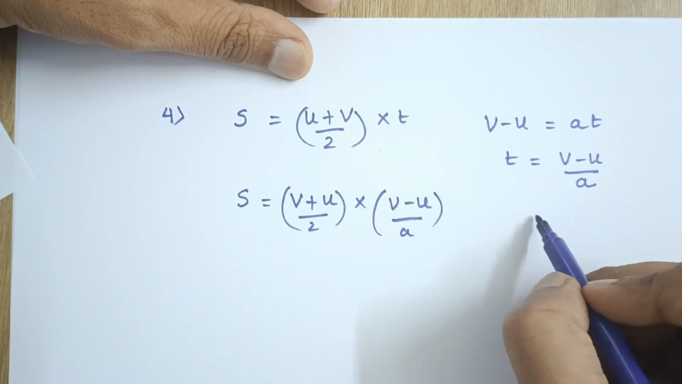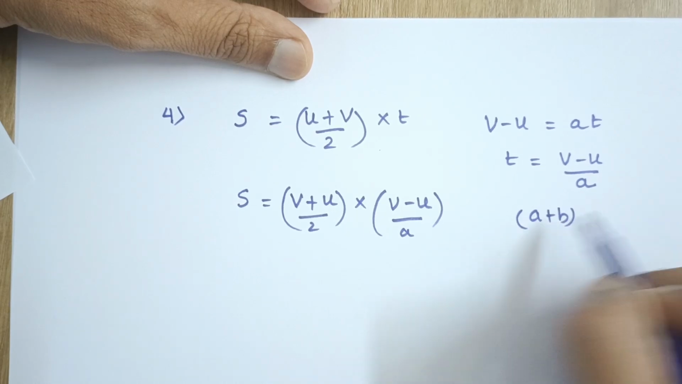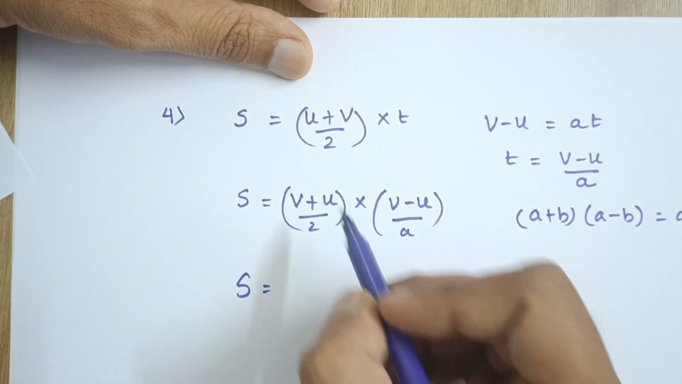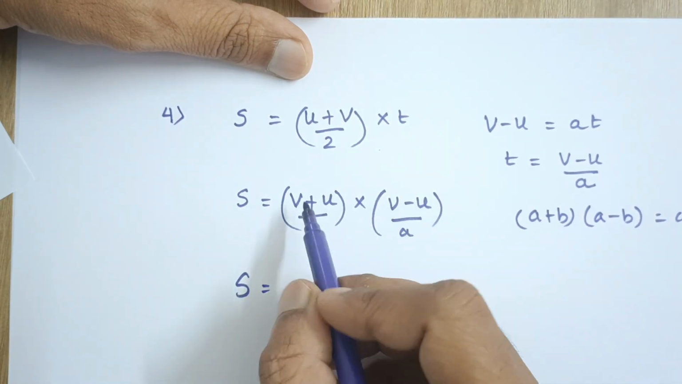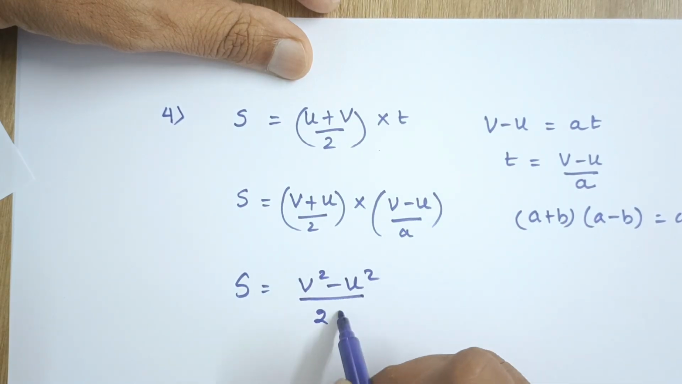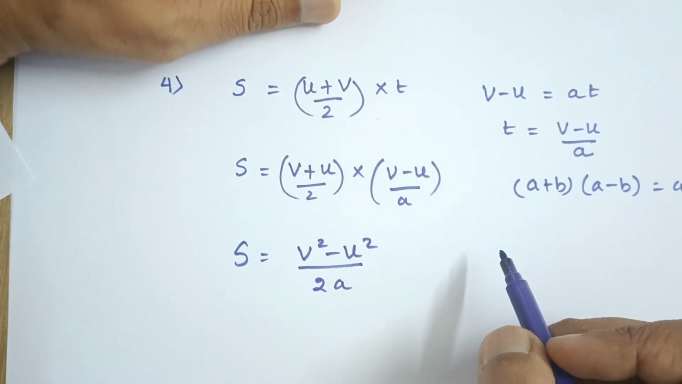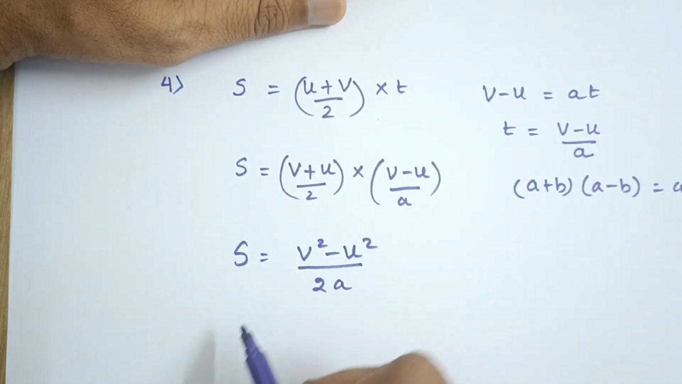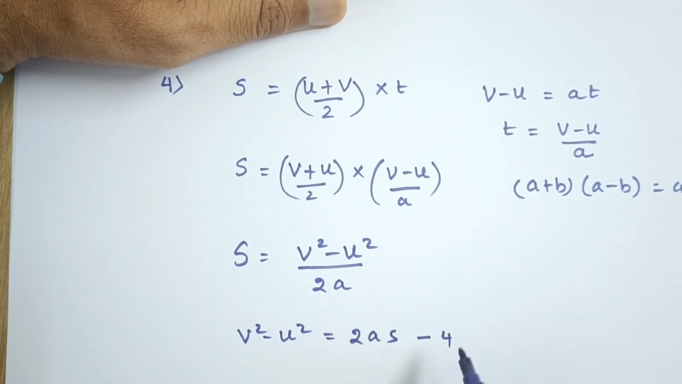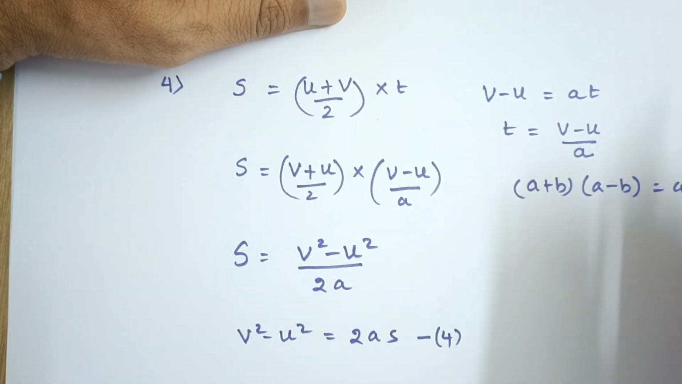Now we know the identity in maths that a plus b times a minus b is a square minus b square. So here this is a plus b, a minus b. So this is a square minus b square divided by twice of a. Okay. Now if I cross multiply, I get the value as v square minus u square is equal to 2as. This is the fourth equation that I said.